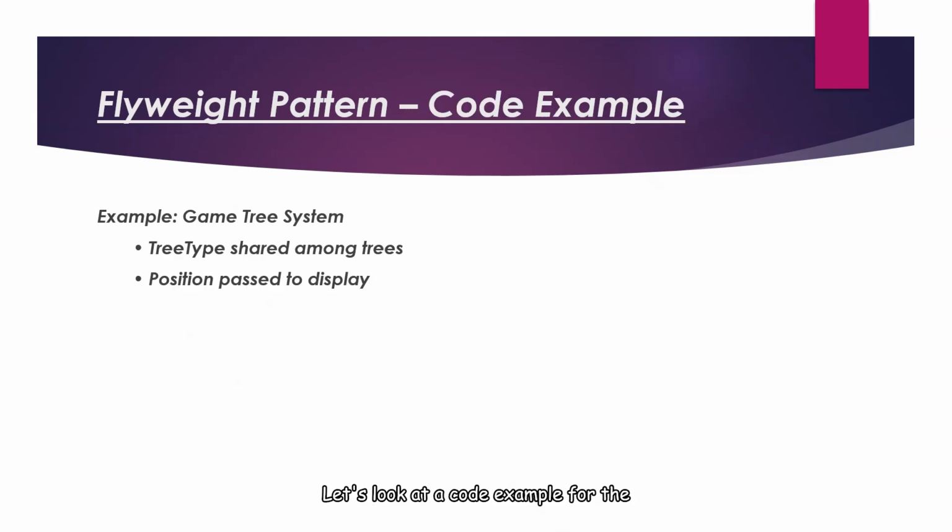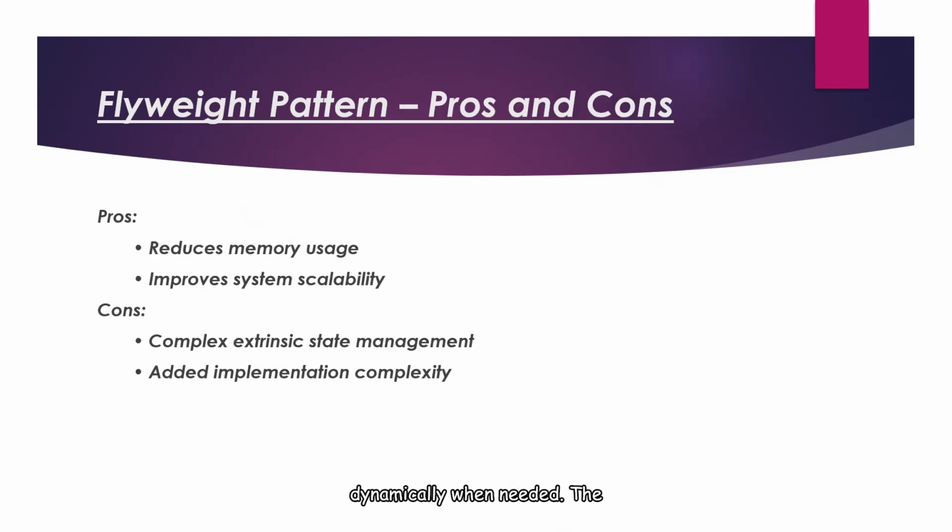Let's look at a code example for the flyweight pattern. Imagine a chess game where each piece, like a king, queen, or pawn, has certain shared properties like color and type. These shared properties would be managed by the flyweight factory class, which ensures that only one object exists for each unique combination of shared properties. The position of the pieces on the board is the extrinsic state, and it can be passed in dynamically when needed. The flyweight pattern has several advantages.